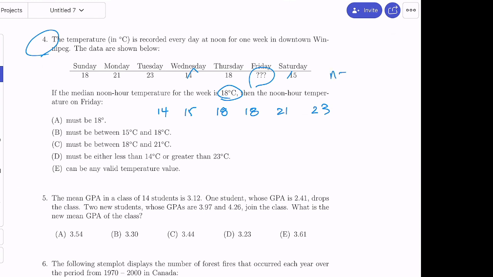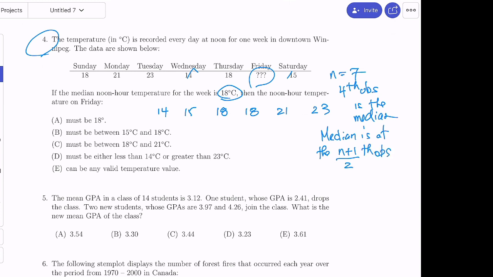So n equals 7. So that means that the fourth observation is the median. Right? Because the median is found at this observation. So that's 8 divided by 2 is 4.